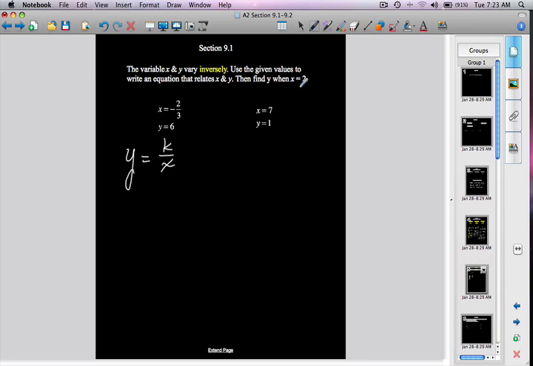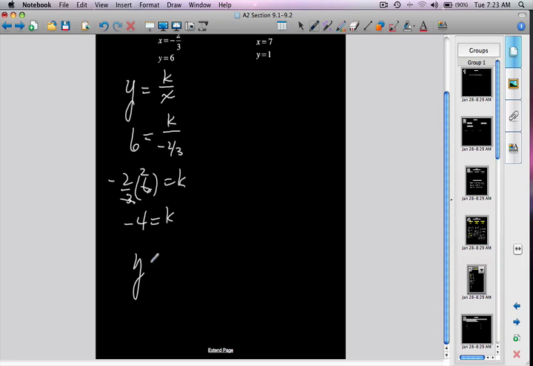First, I'm going to write the equation. So I substitute y was 6 when x was negative 2/3. Now I'm going to multiply both sides of the equation by negative 2/3, and I'll be able to find k. So 3 goes into 6 two times, so k ends up being negative 4. And now I'm going to go ahead and write the model. y is equal to negative 4 divided by x. So that's writing the model.